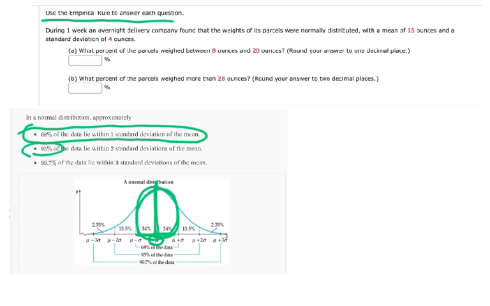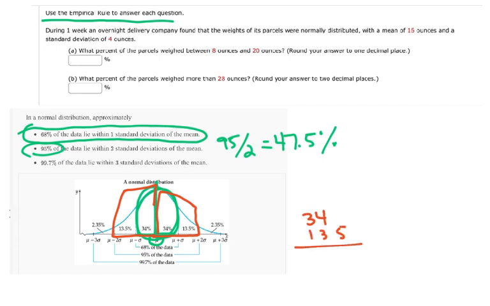Then 95% of my data is within two standard deviations. So if you take 95 and divide it by 2, you get 47.5, okay? So what that's saying is 47.5% should lie to the right, another 47.5% should lie to the left of my mean. Remember, the mean is your average. Well, look, if you add up these two values, 34% and 13.5%, that does indeed give 47.5, okay?